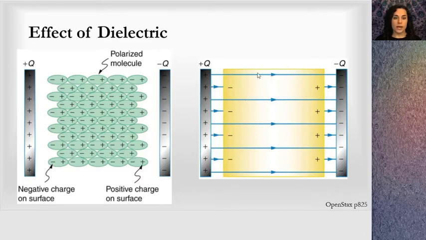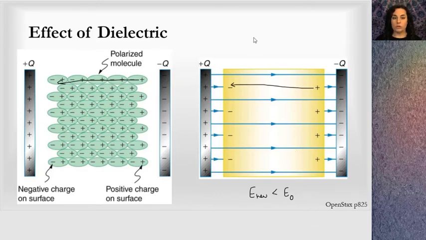You can see that there's the original electric field outside here due to Q on the two parallel plates. But inside, there are the polarized molecules. Their electric field will point in the other direction, and so it reduces the field. So when I look at the effect of the dielectric on the electric field, E will be less than E0, the original situation.